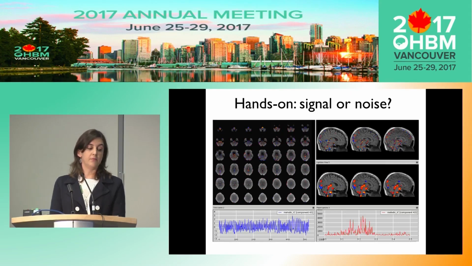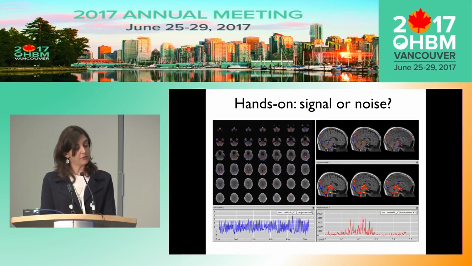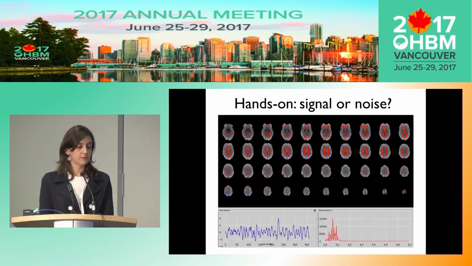Similarly, this is a component related to CSF pulsation. And again, playing a little bit with the threshold and the planes, we can see that the spatial map overlaps the third and fourth ventricle. Again, power spectrum is high frequency.